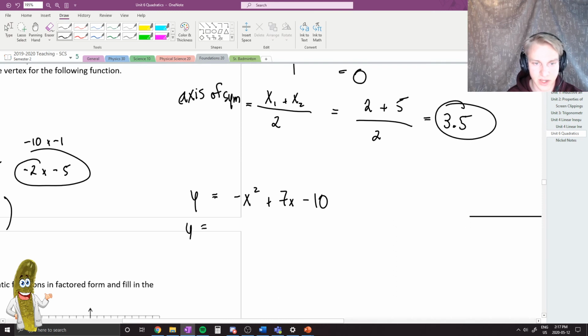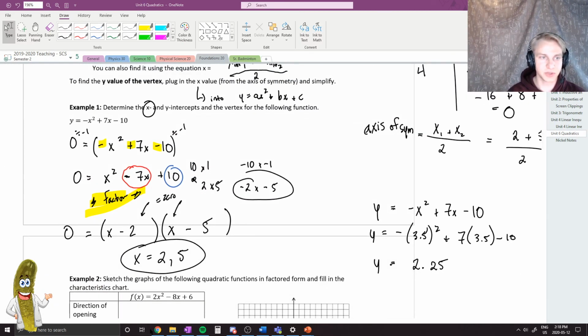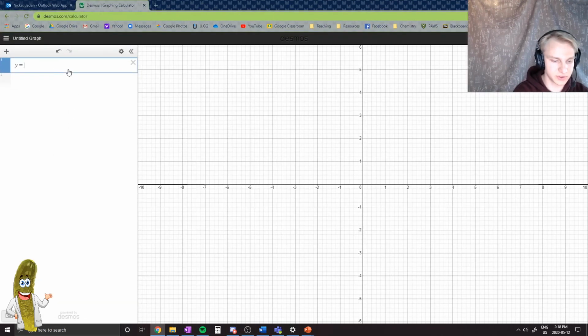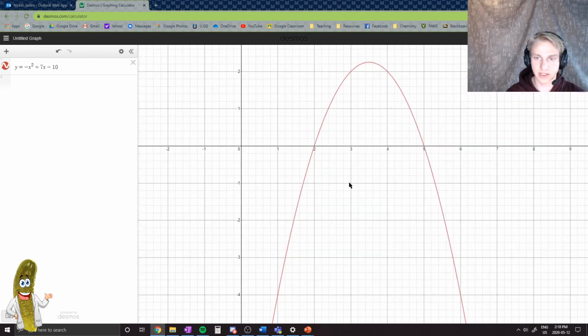So when we come over to the equation, we'll say y is equal to negative 3.5 squared plus 7 times 3.5 minus 10. And when we do that, we end up getting an answer of y is equal to 2.25. And that would be our y-intercept. And so what we should be able to do then is go to Desmos, and we have y is equal to negative x squared plus 7x minus 10, and we should be able to check and see where those x and y intercepts are.